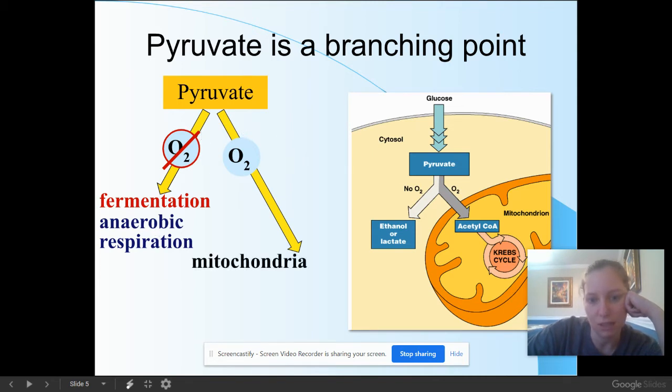If there is oxygen, then that pyruvate is going to go to the mitochondria, and it's going to enter the Krebs cycle, and then the carbon dioxide is going to get released, and the electron carriers are going to go and participate in the electron transport chain. So that's aerobic respiration, if we have oxygen.